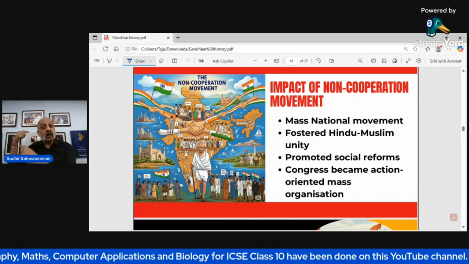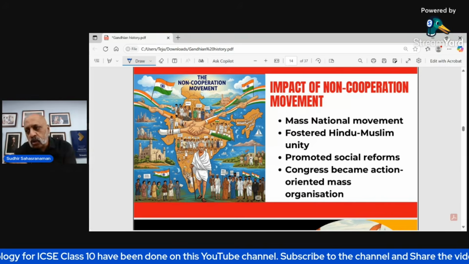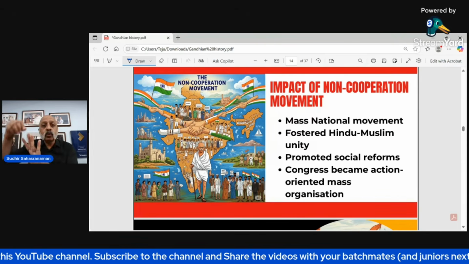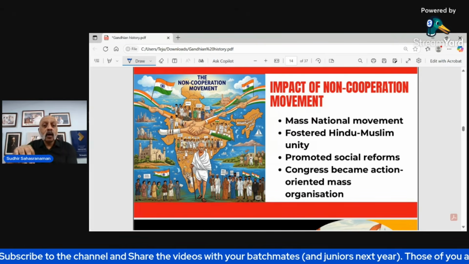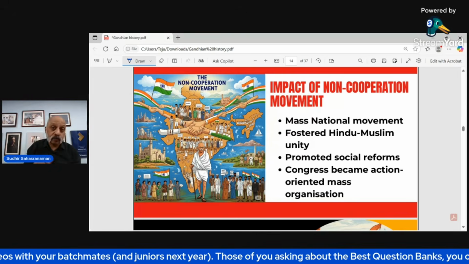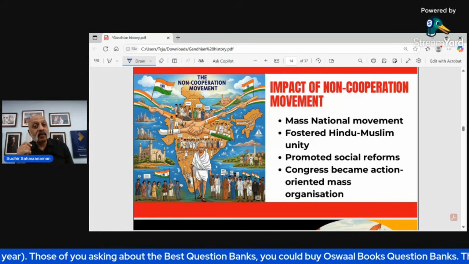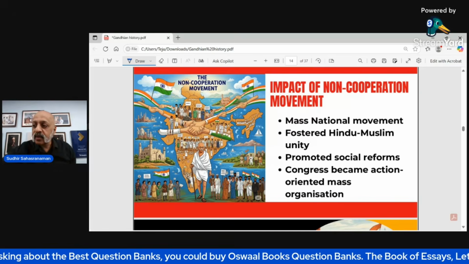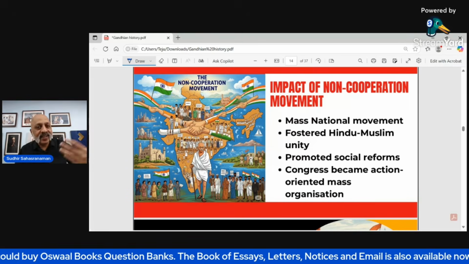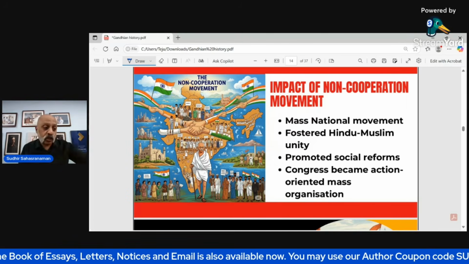Earlier, if you remember, the assertive nationalists versus the moderate nationalists were not able to make it a mass movement, and number two, they were not able to make it into a movement which would be an all India kind of thing with more action, right? Now, with the help of the non-cooperation movement, they were able to do precisely that. Obviously it gave a lot of confidence to the people that the colonial rule of the British could actually be challenged.